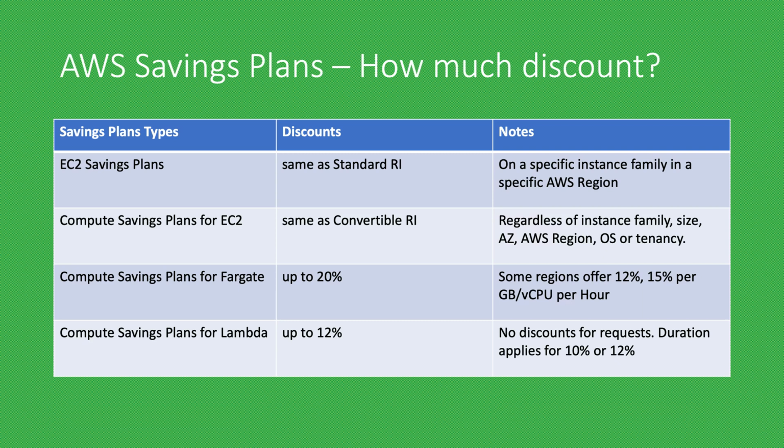As for compute savings plans for Fargate, you can get up to 20% discount, and some regions offer 12% or 15% per gigabyte or per vCPU per hour. In the case of compute savings plans for Lambda, you get up to 12% discount. This applies to duration charge and is not applicable to request charge.